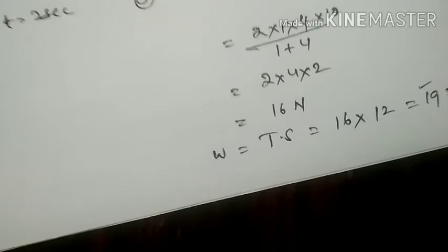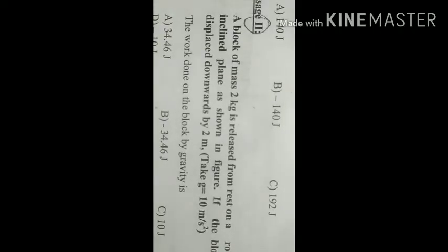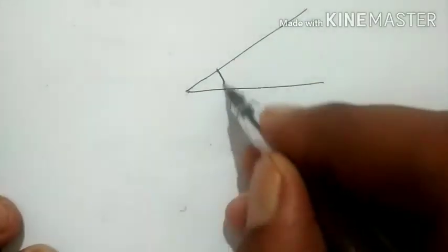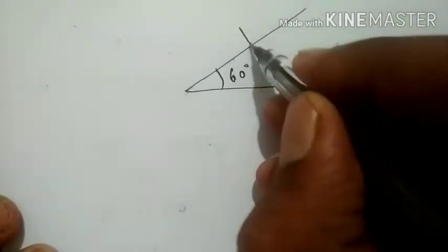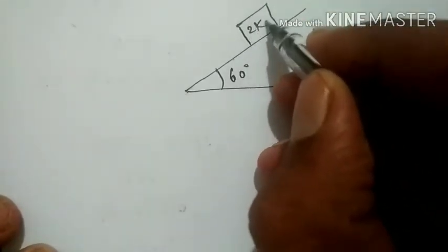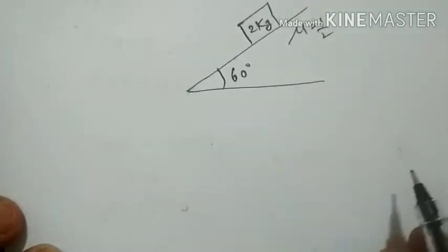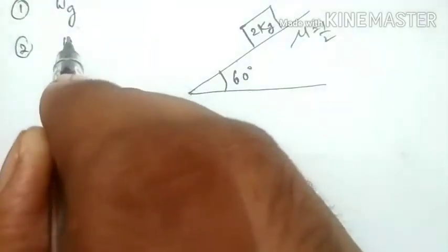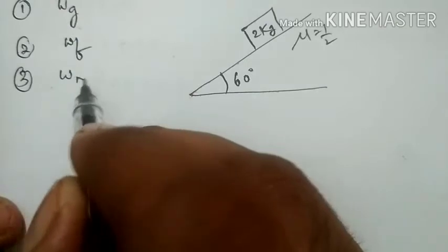So this is a block of mass 2 kg, released from rest on a rough inclined plane as shown in the figure. If the block is displaced downwards by 2 meters, what is the work done by gravity, the work done by the frictional force, and the work done by the normal reaction? So solution: consider the inclined plane like this, at 60 degrees. The mass is 2 kg and mu is equal to 1 by 2. First, calculate the work done due to gravity, second the work done due to the frictional force, third the work done by the normal force.